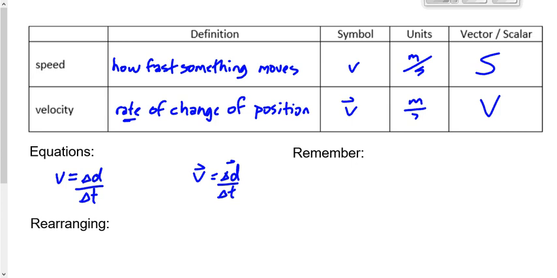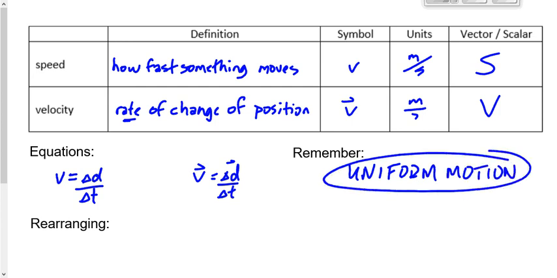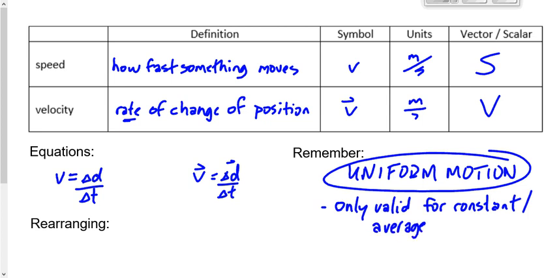Now, there's one thing that I want you to remember for this. These equations are valid for uniform motion. That means they're valid only when we have a constant speed or an average speed. So if you're not changing speed or not changing velocity, you're traveling on the highway with your cruise control set at 108 kilometers per hour, these equations are valid.